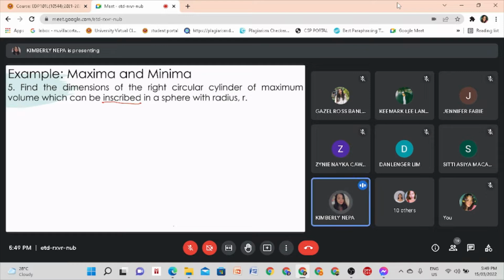Okay, so find the dimensions of the right circular cylinder of maximum volume, which can be inscribed in a sphere with the radius r. So r here is constant because that is given. So again, when we say inscribe, meaning to say right circular cylinder na masulod daw nato sa sphere. Inscribed is can be put inside the shape sphere.